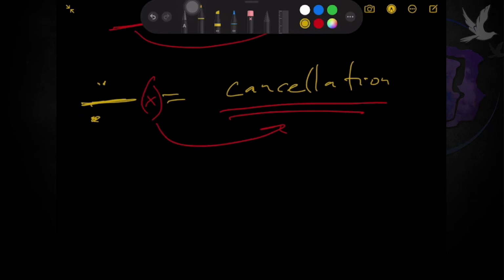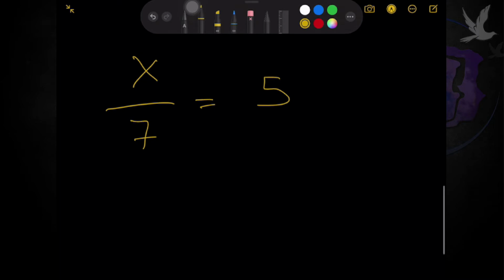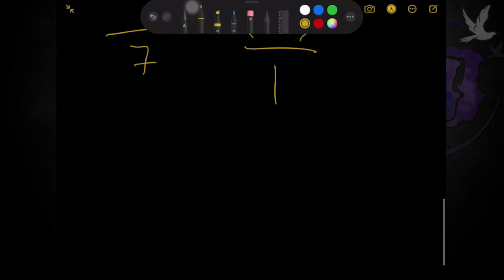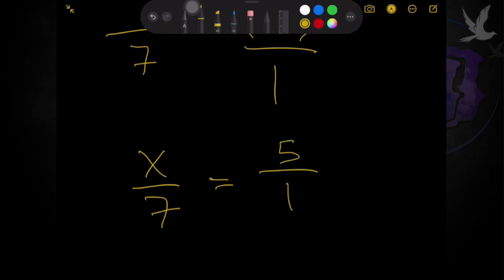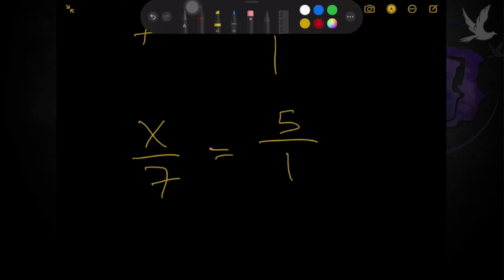For example, if x is alone, such as x over 7 equals 5, anong nangyayari ngayon dito is that you need to balance the equation by simply making this part of the equation fraction din. Okay. So, di ba, before sinasabi ko na sa inyo that every whole number has an invisible denominator of 1. Lahat ng whole numbers na yan. So, ibig sabihin, x over 7 equals 5 is now rewritten as x over 7 equals 5 over 1. So, from here, pwede na tayo mag-cross multiply.